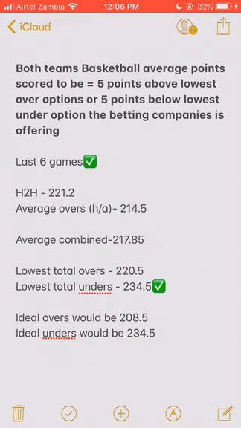And then I use that: if the lowest total overs that the betting company is offering me is 5 points above what I have calculated as the average, then I go for overs. If it's 5 points below the lowest under option, then I go for unders, and so on and so forth. So this is it, guys. Nothing complicated. It's really easy. Once you get the hang of it, you'll find that you're not taking so long.